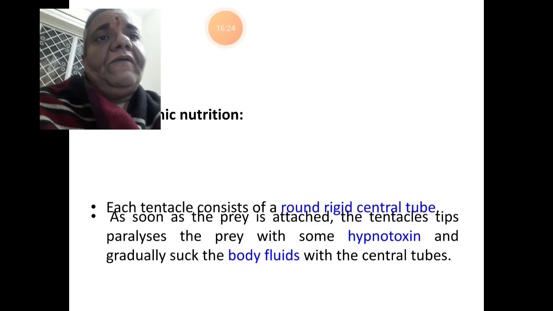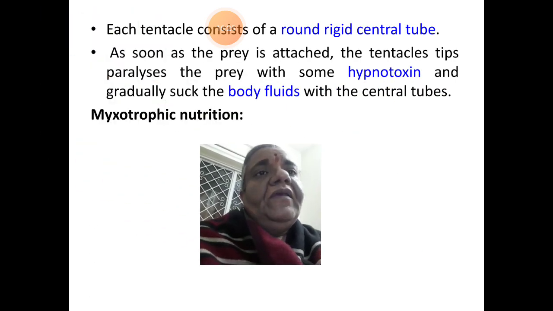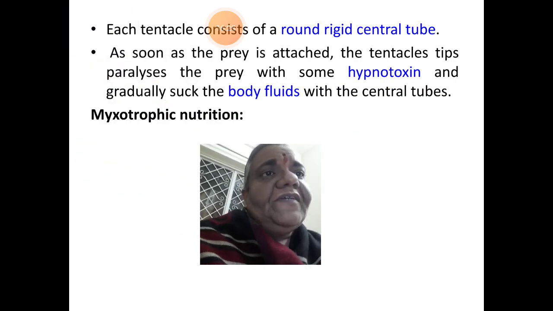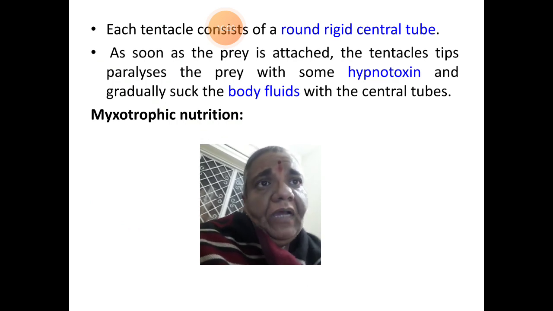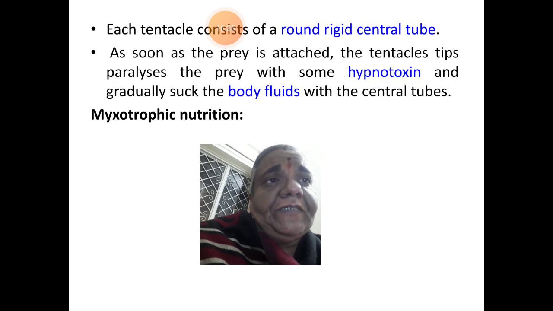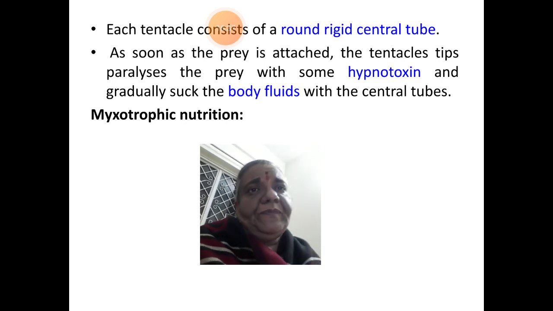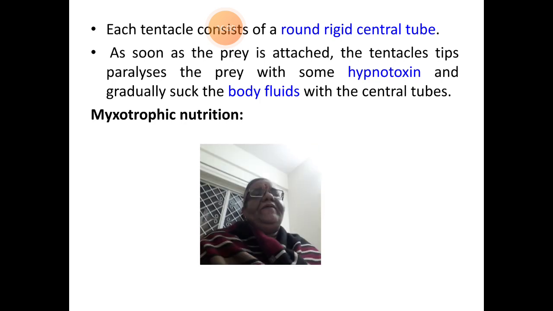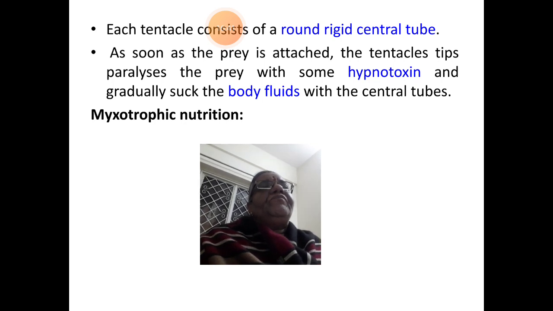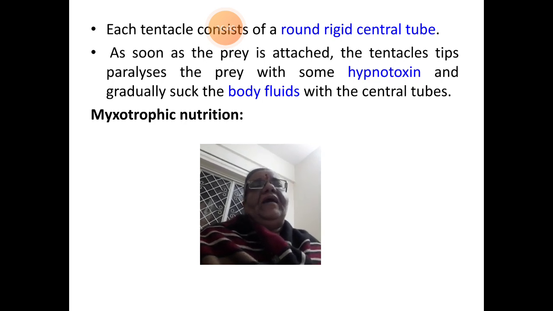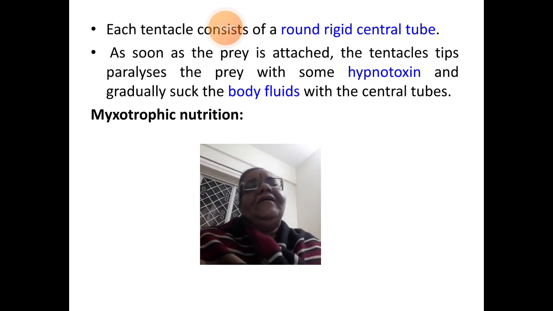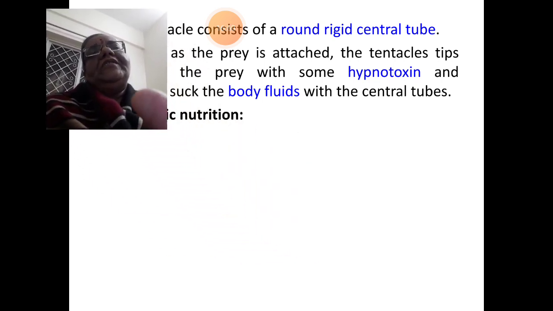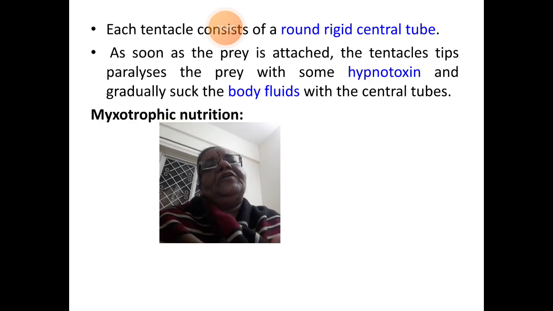Now, each tentacle consists of a round rigid central tube, as I have told you. As soon as the prey is attached, the tentacle tips paralyze the prey with some hypnotoxin and gradually suck the body fluids with the central tubes. This is all about saprozoic nutrition.